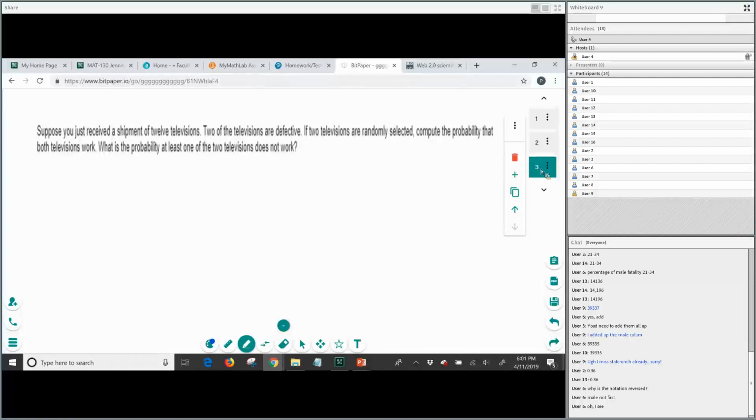Okay, let's do one more. So this is our word problem, everyone's favorite. Gosh, this looks blurry on my end. I'm going to go ahead and read it. I hope you guys can see it.